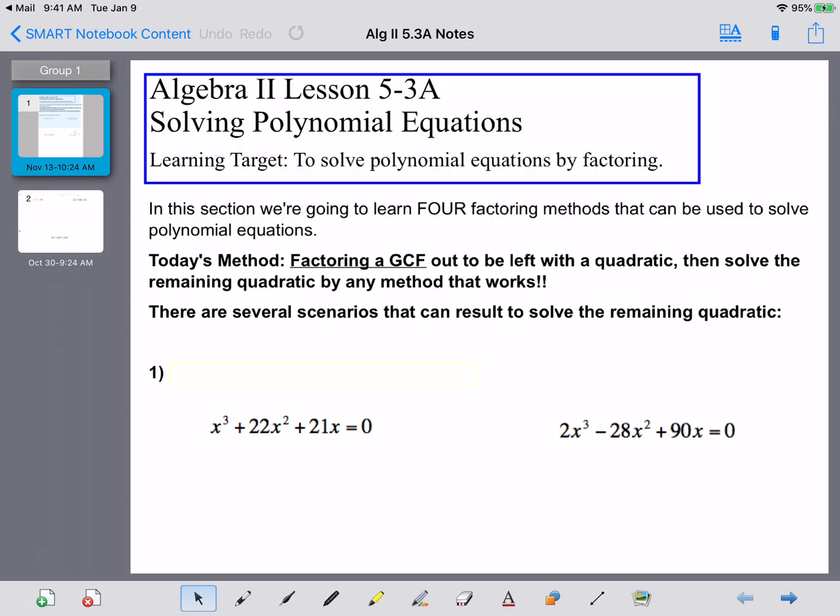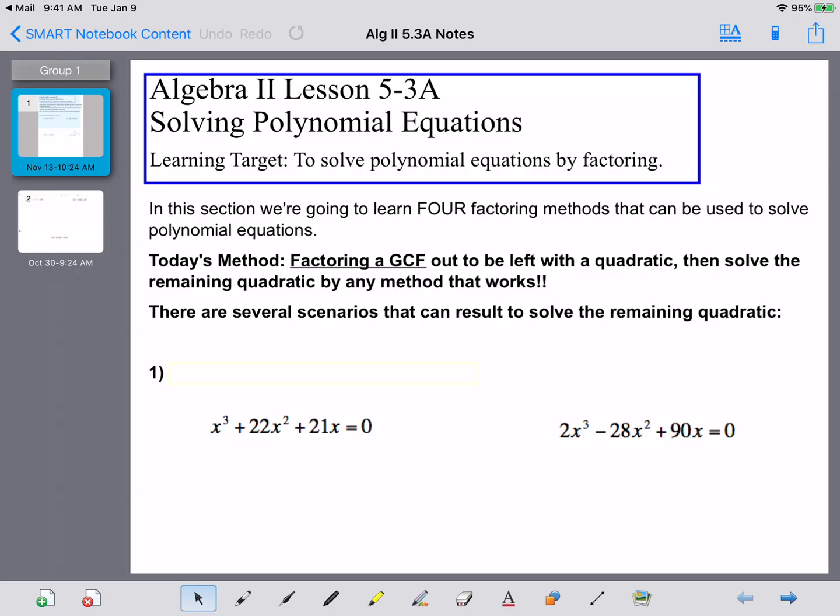Today we're going to look at section 5.3a. Our learning target is to solve polynomial equations by factoring. We have a lot of different factoring techniques that we're going to learn in this chapter, but we're also going to pull back some of the things we learned in chapter 4.